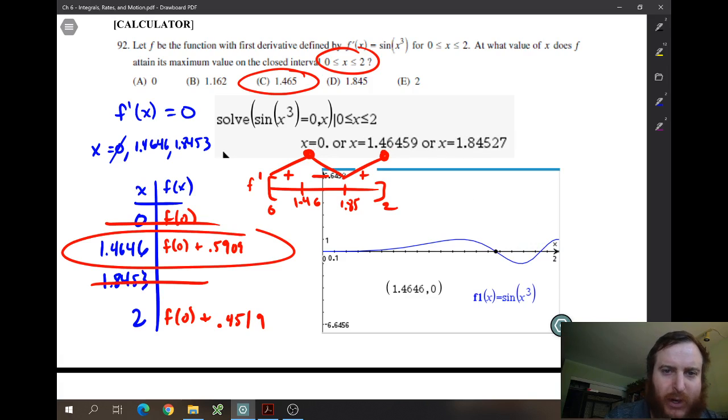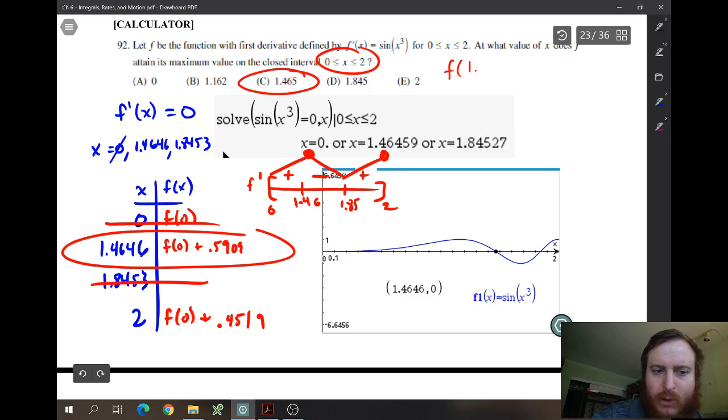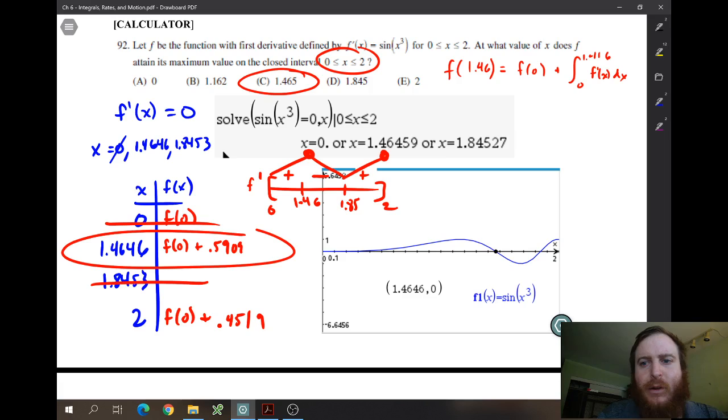Now this one's tricky because we don't actually have a way to find these values, right? The formula to get back to, if I was trying to solve for f of 1.46, would be equal to f of 0 plus the integral from 0 to 1.46 of f prime of x dx, right? And we don't have a way to do that because we don't know what f of 0 is.